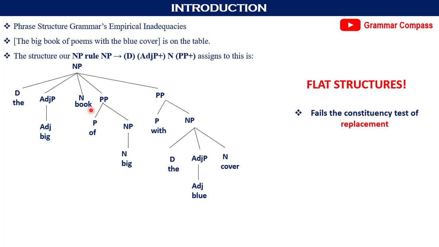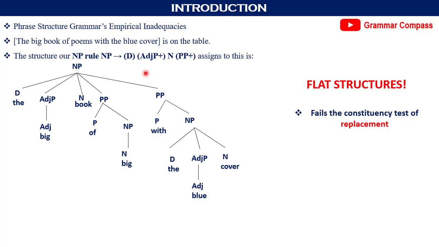So over here, we have a very flat structure. Why are we saying it is flat? We have placed all the modifiers at the same level with the noun head. This means that the determiner, the adjective phrase, the first prepositional phrase and the second prepositional phrase are all at the same level with book, which means they are all sisters dominated by only one mother node. So this is a flat structure. It makes it difficult to tell the C-command relationships between the constituents.